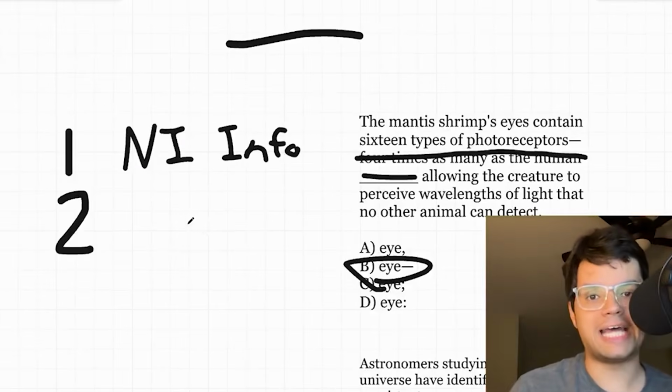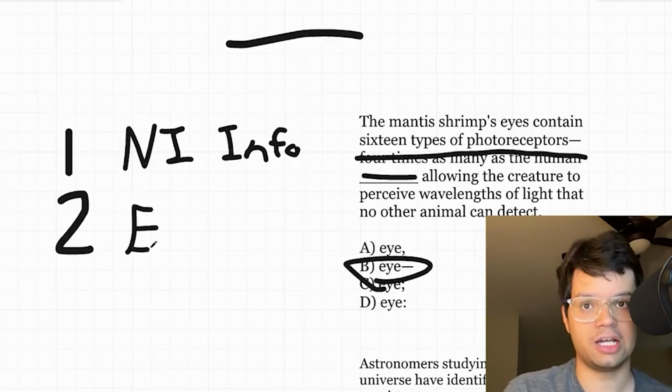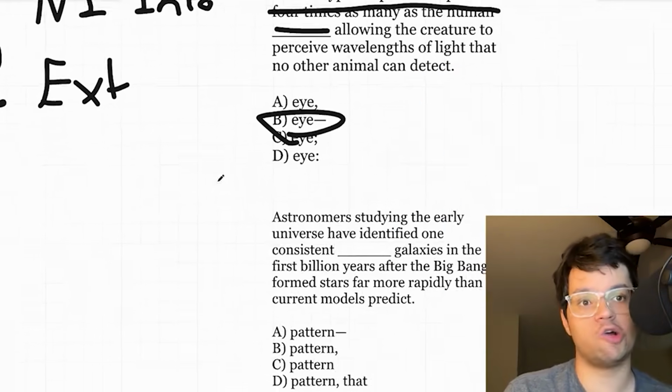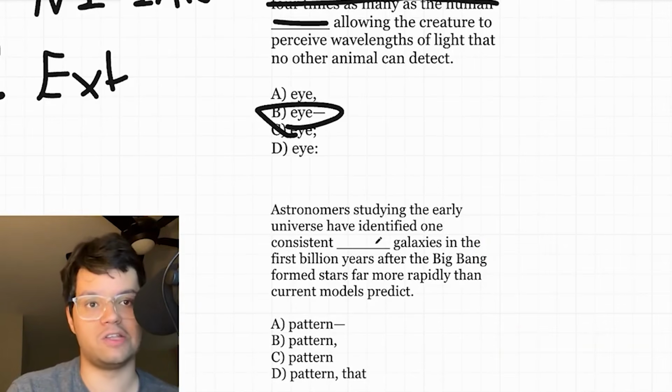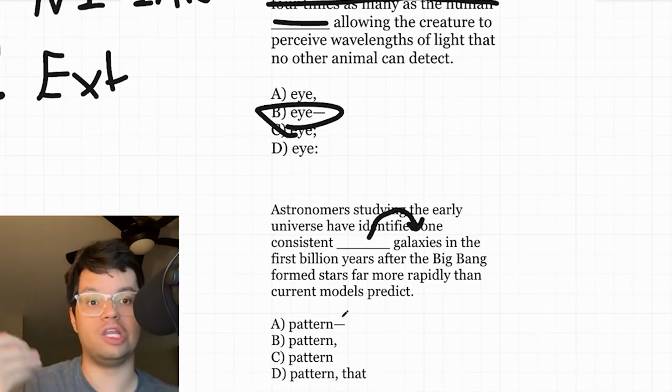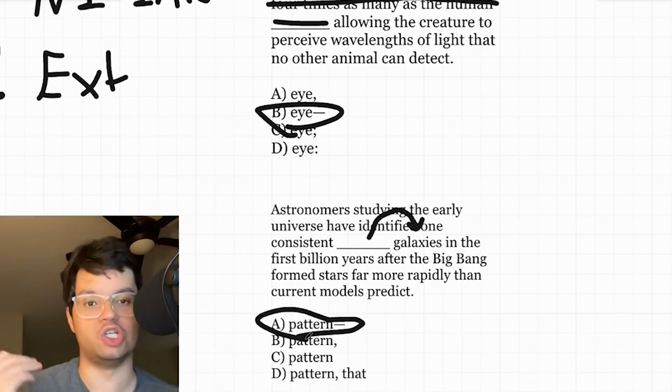The second thing you can use a dash for is the exact same thing as a colon, which is an extension. So in a sentence like this one here, astronomers studying the early universe have identified one consistent pattern, galaxies forming in the first billion years. So the pattern they're talking about is the galaxies. Therefore, we could use a colon or a dash like this. And we don't have a colon as a choice, so we have to choose a dash.